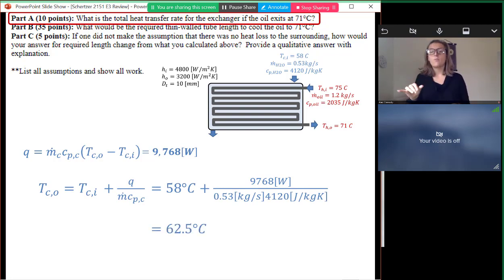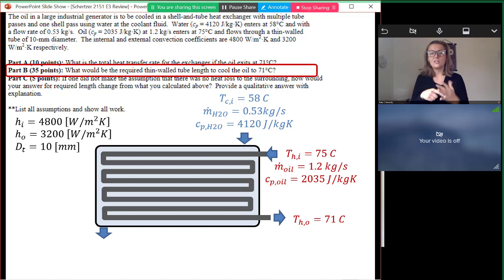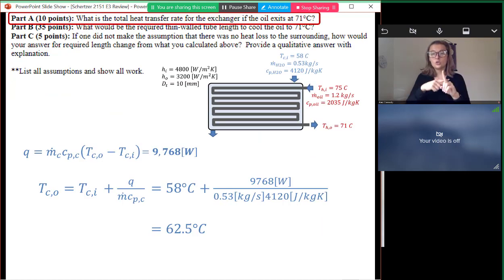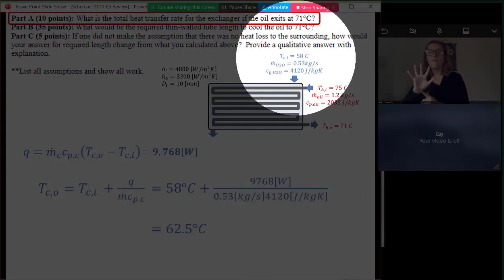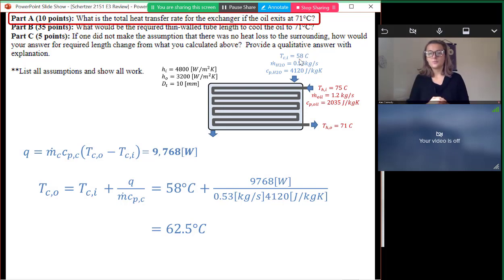I put some numbers into my calculator, and I find that the outlet temperature is 62.5 degrees Celsius. And that's nice, this 62.5. It's bigger than 58, and it's also less than 71. So it's in the range where I know it needs to be. So that's good. I can't prove that it's wrong.